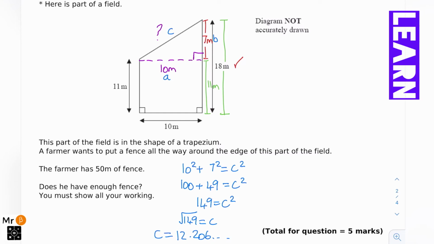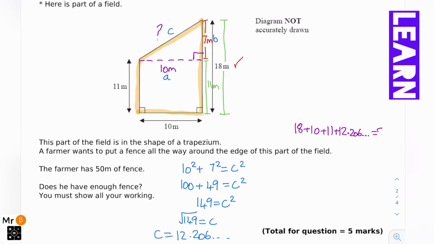So now we need to finish off by answering the question. It wants to know if he has enough fence. So we need to add together these 4 lengths. We've got 18 plus 10 plus 11 plus this 12.2.